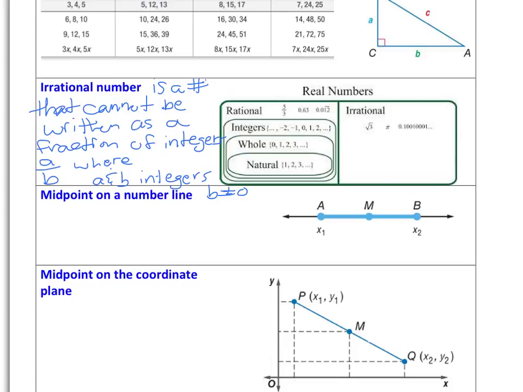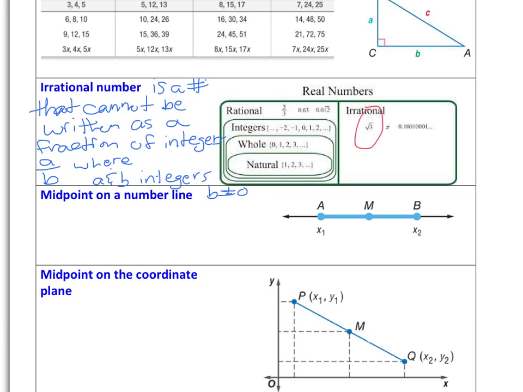Now, some of you probably remember a definition of an irrational number being a number whose decimal goes on and on forever and doesn't have a repeating pattern, and that's certainly true. That's an attribute of an irrational number, a characteristic, if you will. But this is the textbook definition, and I do want you to know that the square root of any imperfect square, such as 3, 5, 7, 8, 10, 11, 12, 13, 14, 15, 17, on and on and on, is irrational.